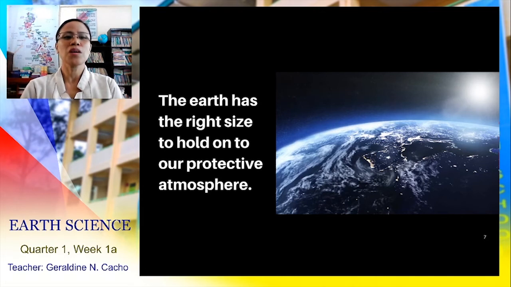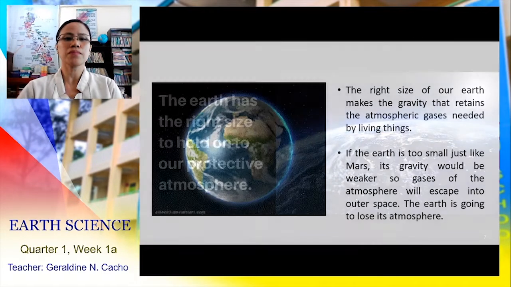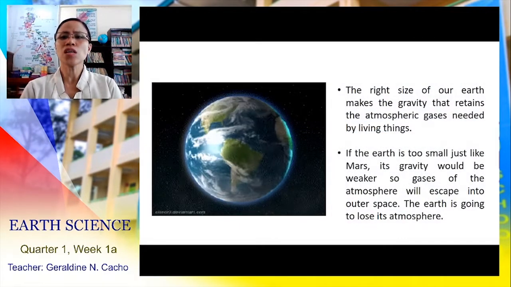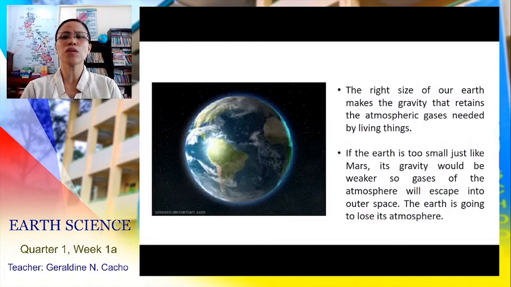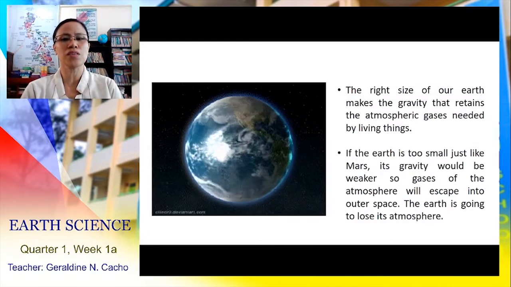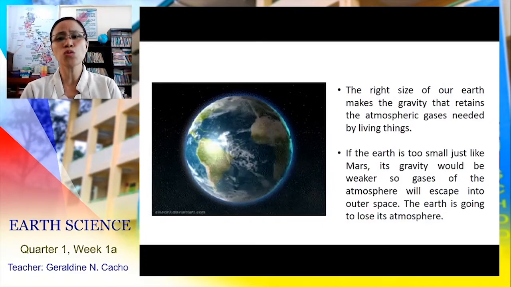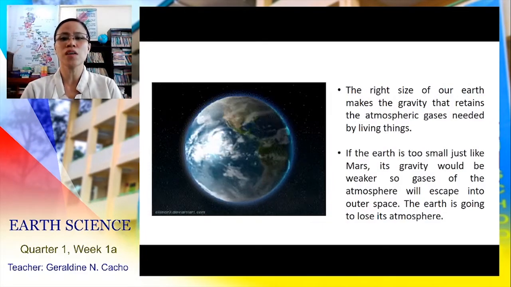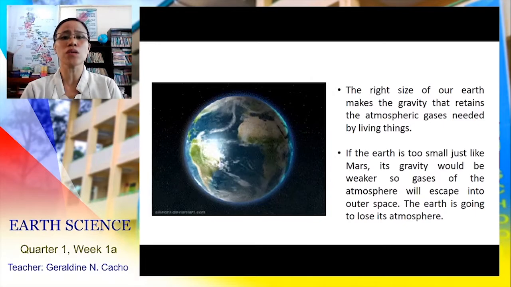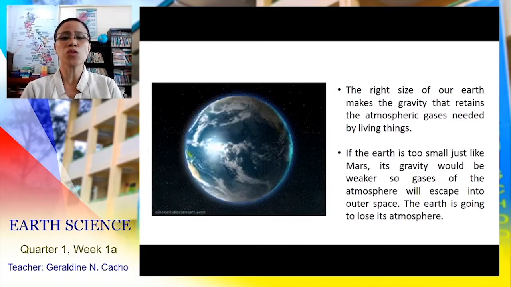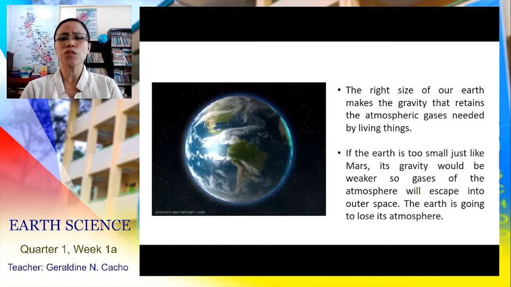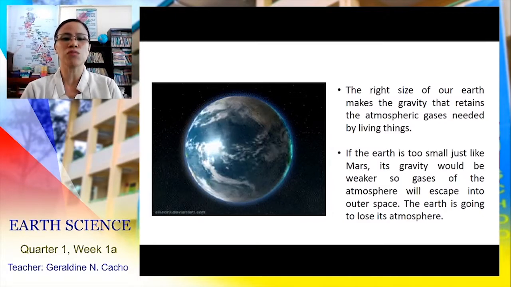Lastly, the Earth has the right size to hold on to our protective atmosphere. The right size of our Earth makes the gravity that retains the atmospheric gases needed by living things. If the Earth is too small, just like Mars, its gravity would be weaker, so gases of the atmosphere will escape into outer space. The Earth is going to lose its atmosphere.